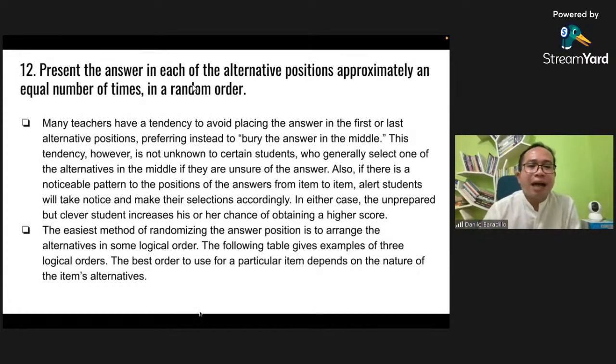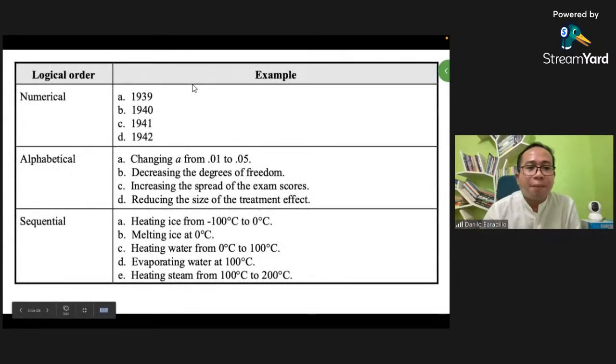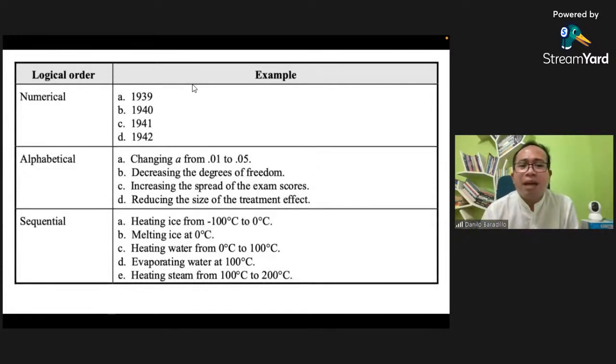Place the correct answer in each of the alternative positions approximately an equal number of times, in a random order. Okay, let's try to see an example here. Logical order, alphabetical order, and sequential order.